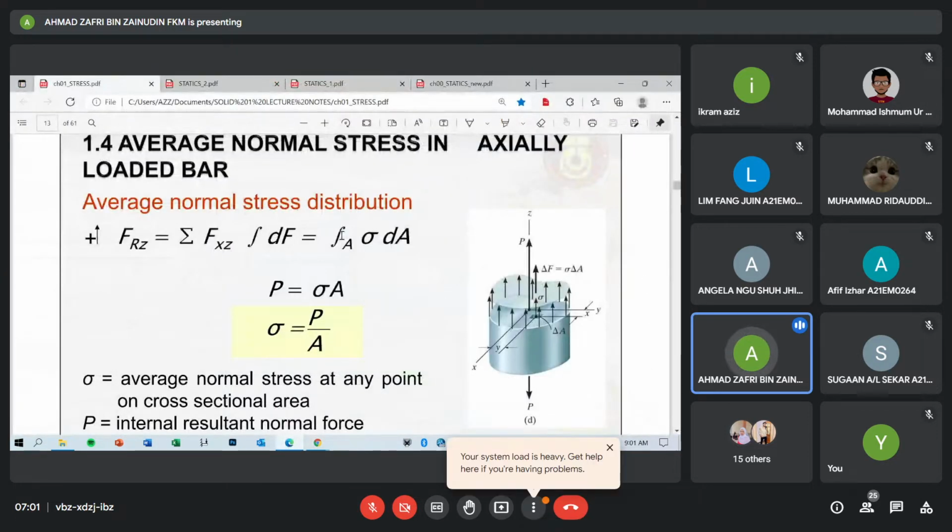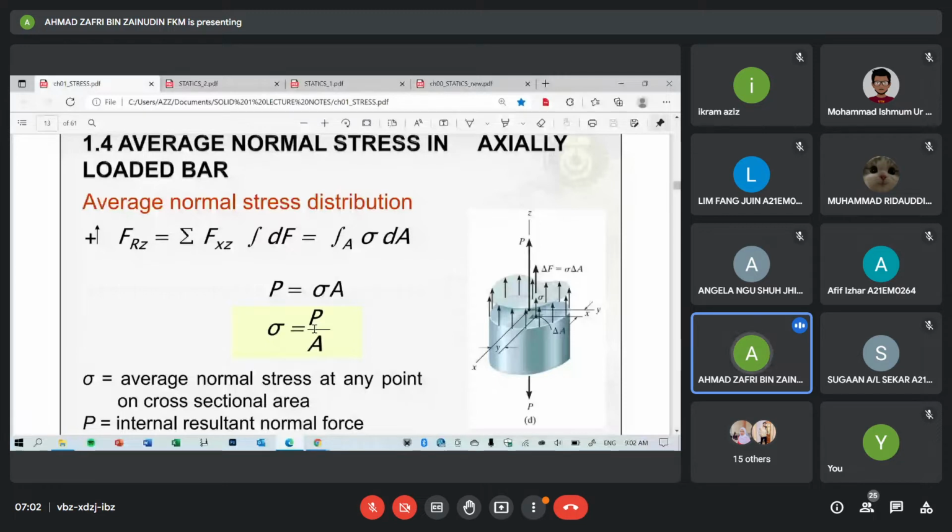So we have this formula here to calculate normal stress. Just a simple formula. We call this normal stress because the internal loading, the internal force, is a normal internal force. P here is the normal internal force, divided by area.